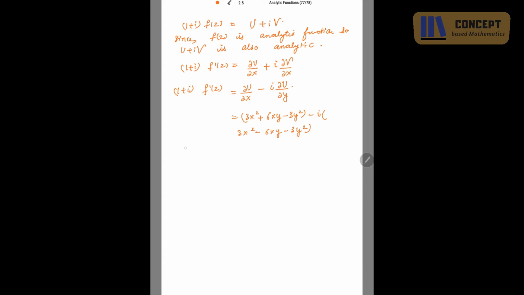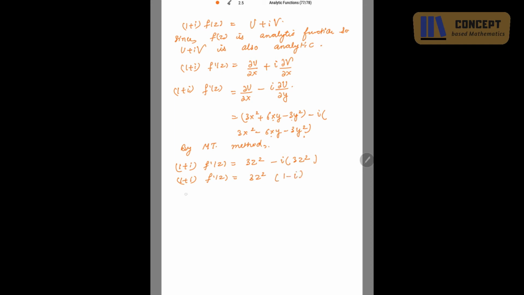Now use the Milne Thompson method. By Milne Thompson method, we put y is equal to 0 and replace x by z. So this is 3z square, this is 0, this is 0, minus iota, this is again 3z square, this term is 0 and this term is also 0. So this is f dash z equal to, taking 3z square common, this will become (1 minus iota).